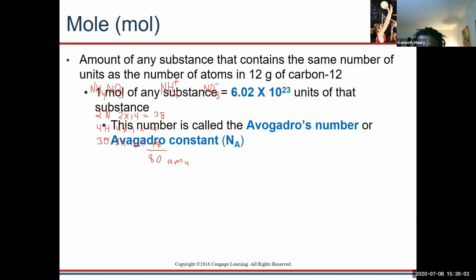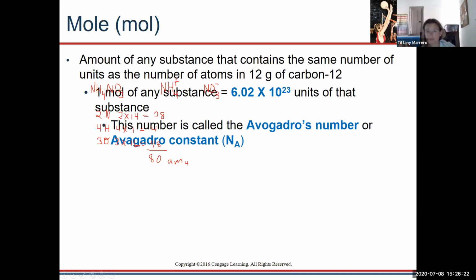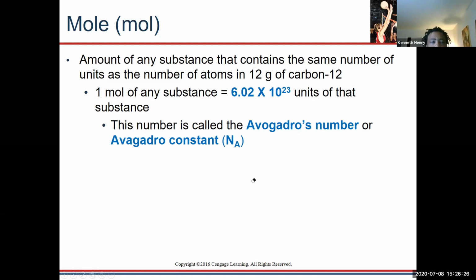12. Okay, so now a mole is kind of like a dozen. Only instead of 12, a mole is 6.02 times 10 to the 23rd of anything. So we could have a mole of stars. How many stars do I have? 6.02 times 10 to the 23rd. Excellent. Somebody was listening to me.